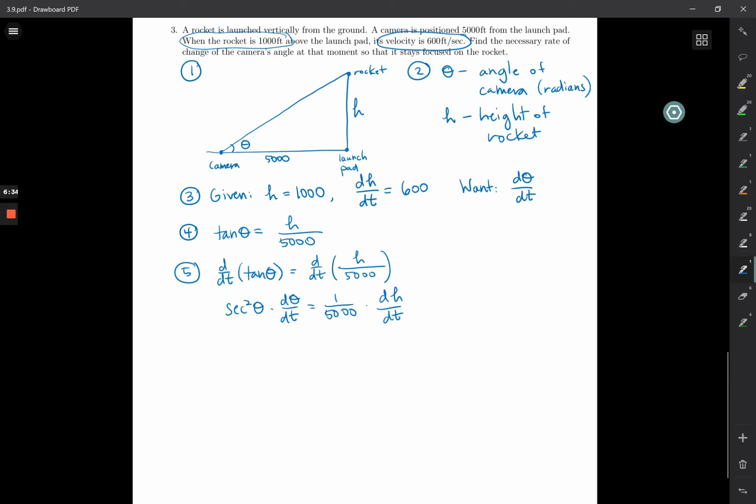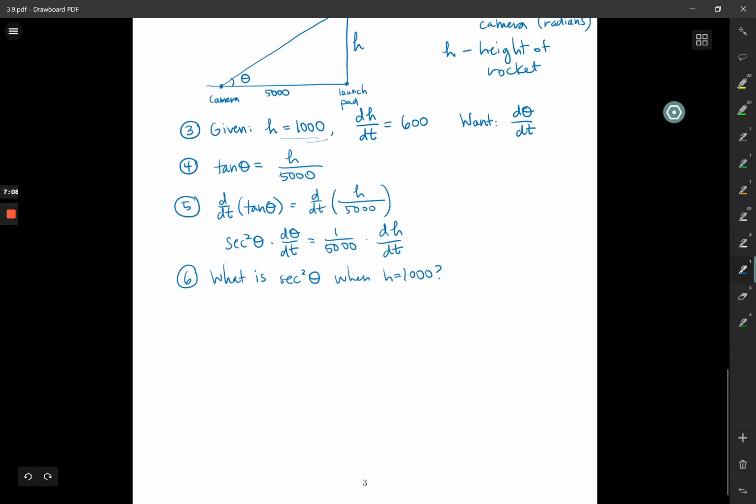Now what we want to do next is plug in our given quantities and solve for d theta dt. Now we are given dh dt, but we're not given the value of theta or the value of secant squared of theta, right? So what we need to do is figure that out using the fact that h is equal to 1,000. So we want to figure out what is secant squared of theta when h is equal to 1,000, right? And we can do that using trigonometry.